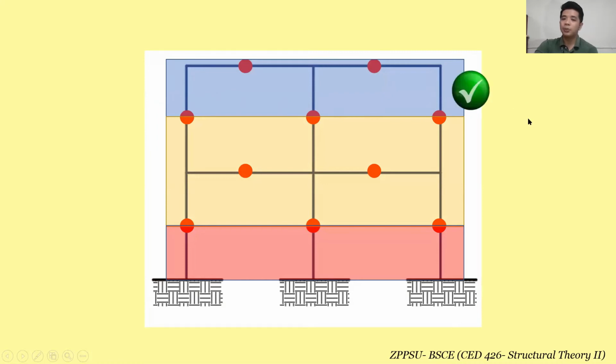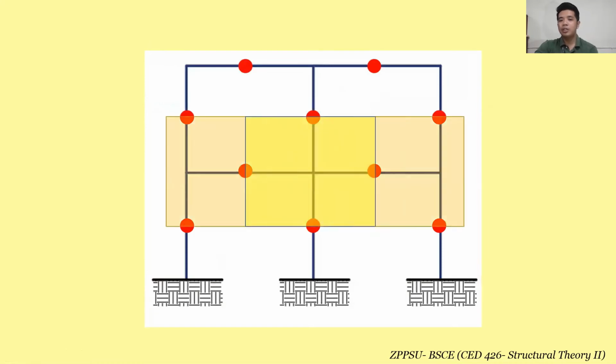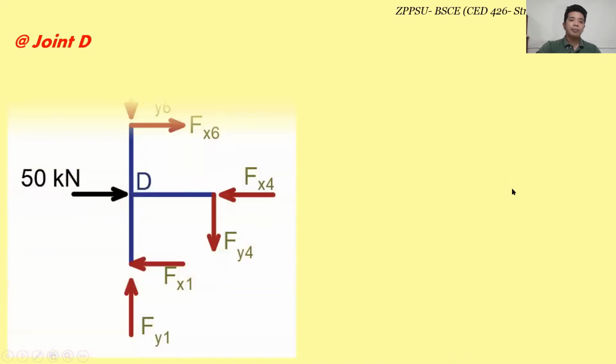So we are now going to proceed to this portion. So i-analyze din natin siya in 3 parts. Itong joint na to, itong another segment, and the third segment. So we have joint D, joint E, and joint F. So let's proceed. So let's start at joint D. So this is our joint D.